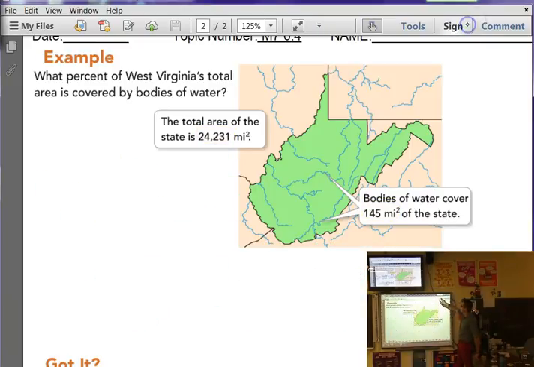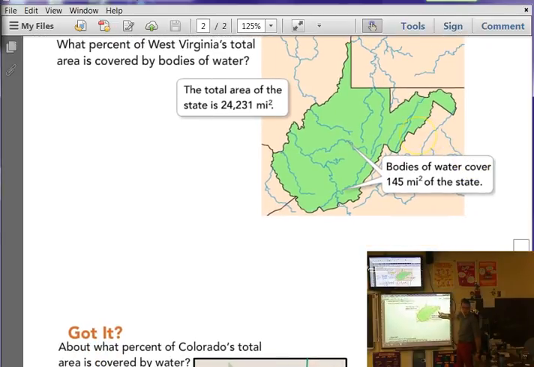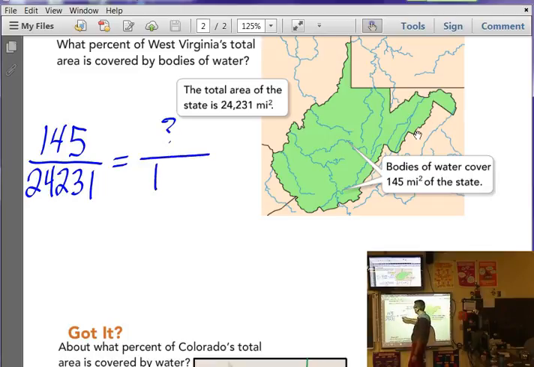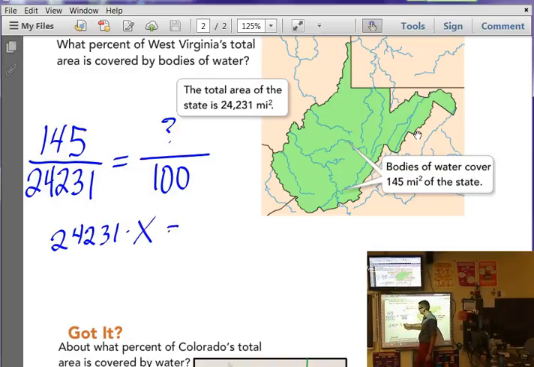So, hey guys, I need your eyes. The other way that we can do this, we know that any percent is that value divided by 100. So I could have done part divided by whole equal to part, we don't know, divided by whole. We could cross multiply this, and that would give me 24,231 times some value equal to 14,500, because if we cross multiply this, and it's right up here for solving proportions.